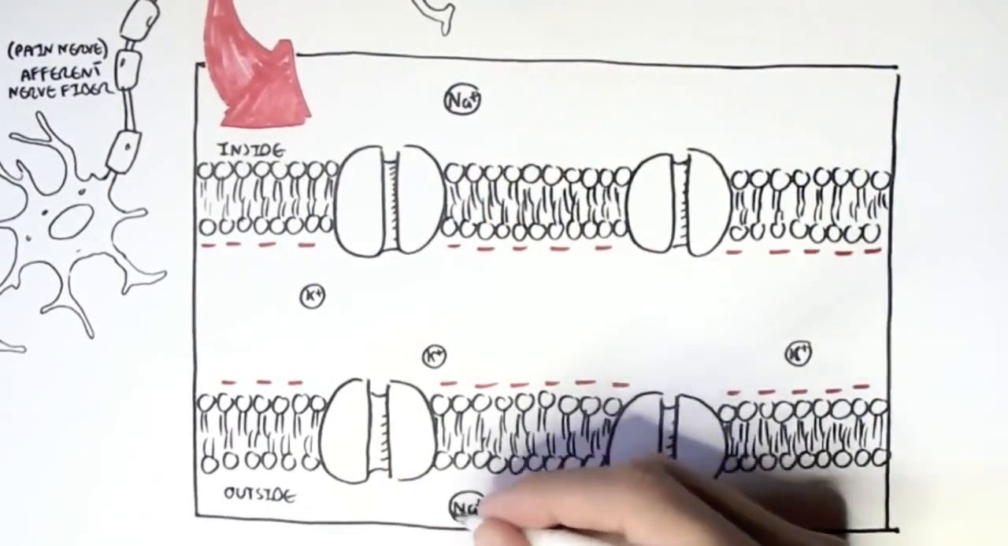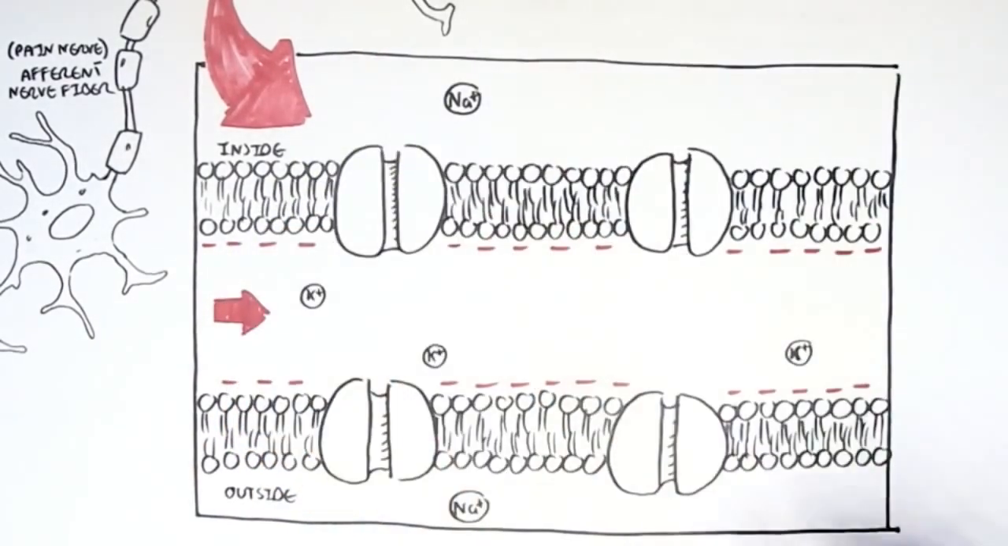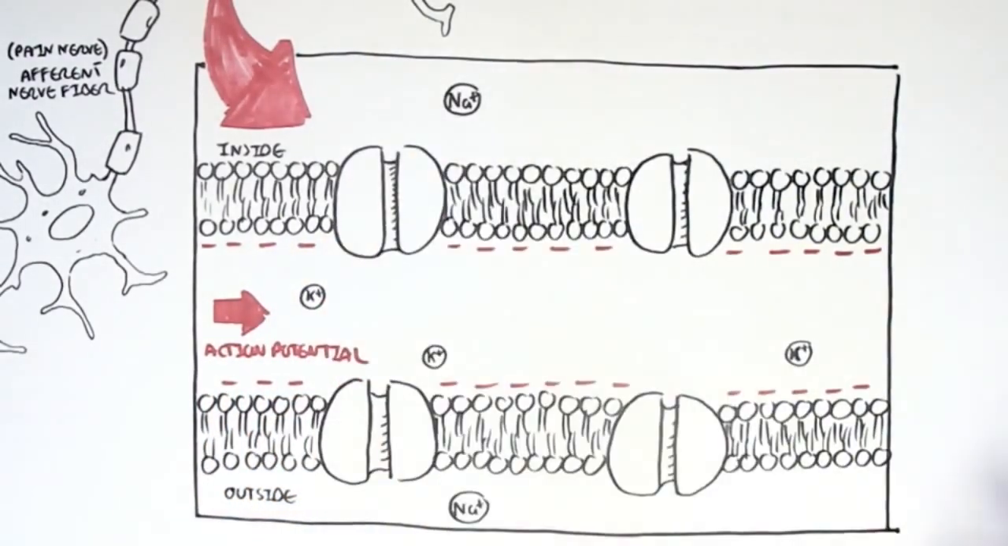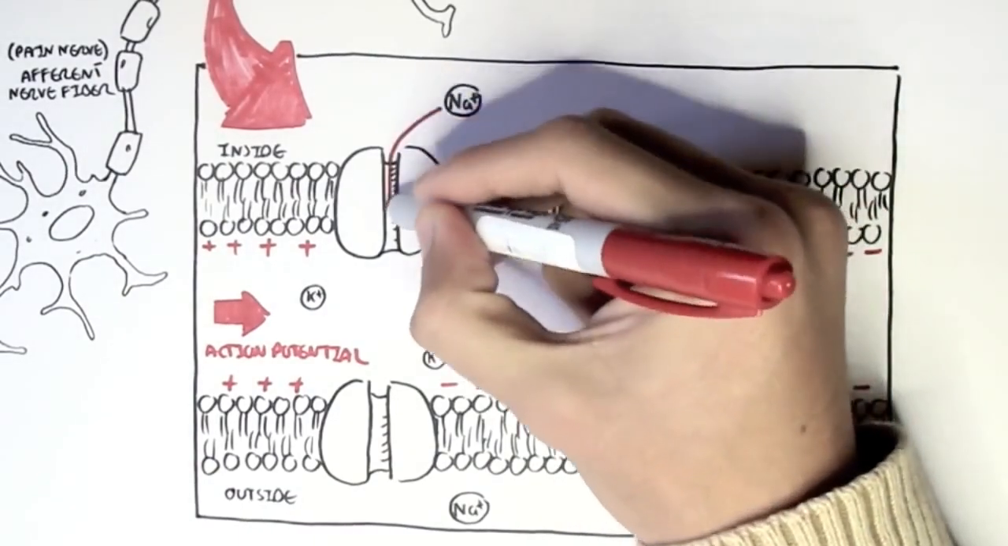When an action potential or impulse travels along the neuron, the inside will become more positive, like so, because of the influx of sodium ions from the outside to the inside.